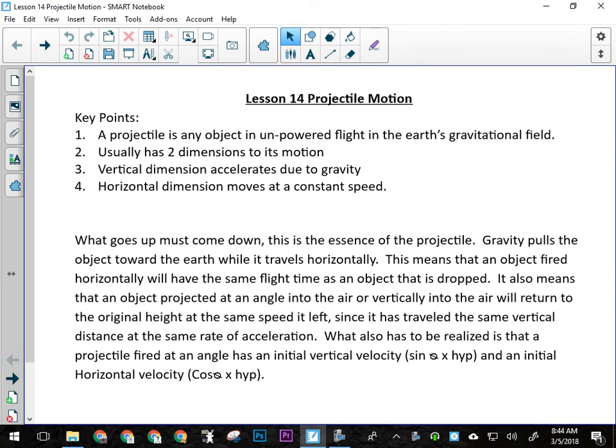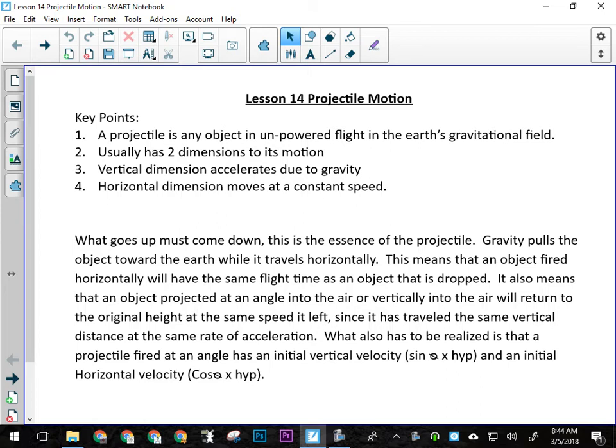So today we are going to go over the last thing in this unit, which is projectile motion. A projectile is any object that is moving through the Earth's gravitational field that is unpowered. A plane is not a projectile. It's powered. There's something keeping it in the air. But anything that is thrown or fired or in any other way shot into the air is considered to be a projectile, because what's it going to do?